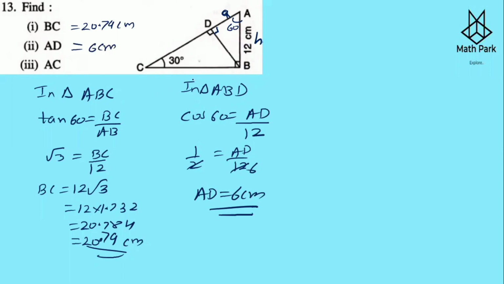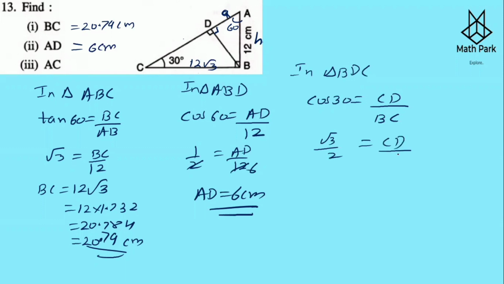Now to find AC, we need to find CD now. Only then we will be able to find it. So we have already calculated BC was 12 root 3. I'm going to keep it as 12 root 3 instead of taking 20.79. So this was 12 root 3. And this is hypotenuse, and this is the adjacent side to 30 degree. So in triangle BDC, we use cos 30 is adjacent side, which is CD, upon hypotenuse, which is BC. Cos 30 is root 3 by 2.